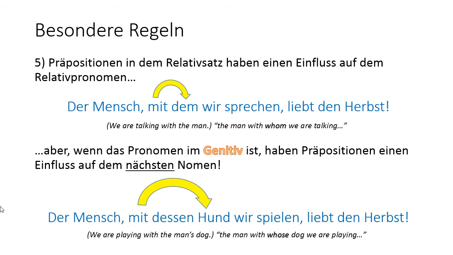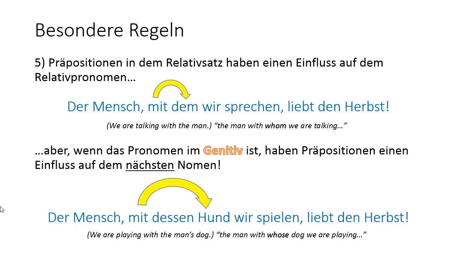But if the pronoun is in the genitive, a preposition will influence the next noun over. And this is really a very unusual situation. You don't get this very often, but it's often enough that you need to know how to use it. If I want to say, so there's a man and he's got a dog and we're playing with that man's dog, but I want to use a sentence like, the man whose dog we're playing with. That's a fairly elegant sentence. We're going to say, der Mensch mit dessen Hund wir spielen.